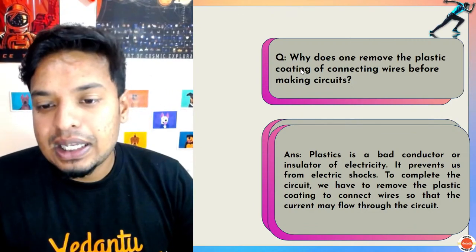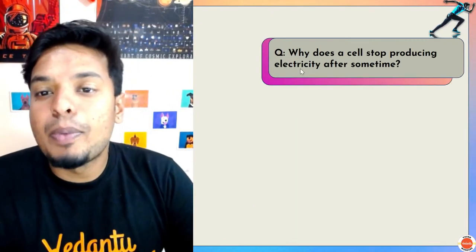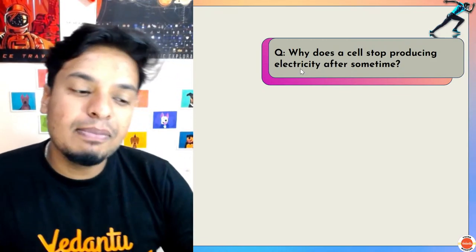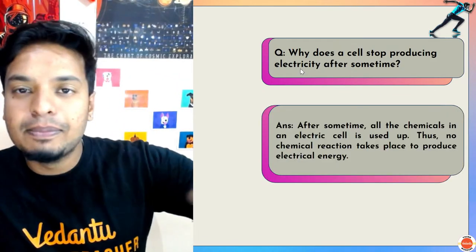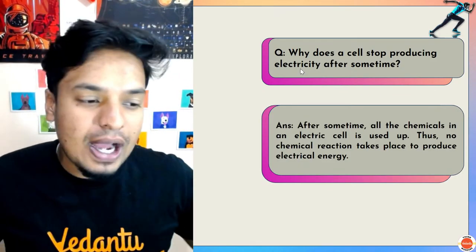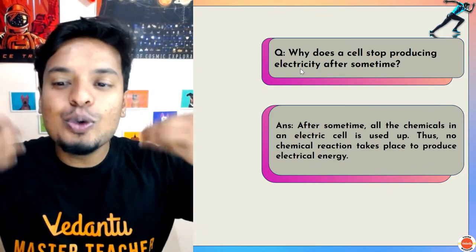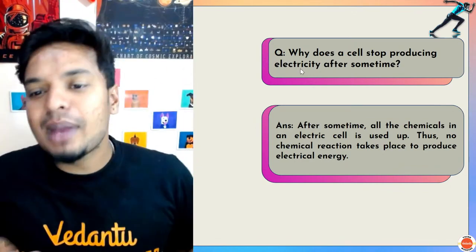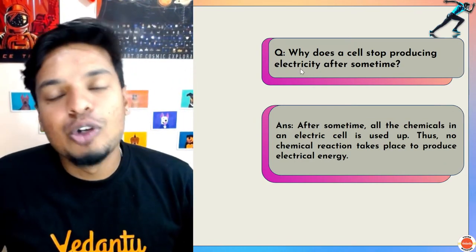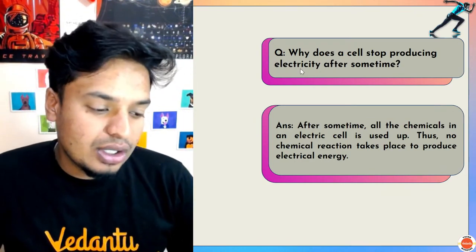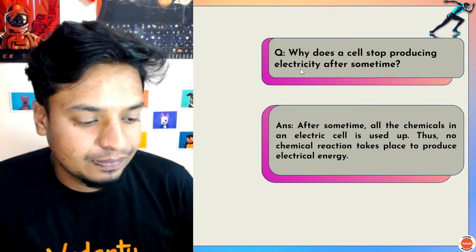Okay, great. Now, why does a cell stop producing electricity after some time? Because all the chemicals are finished, bye bye. So after some time, all the chemicals in the electric cell are used up. Thus, no chemical reaction takes place to produce electrical energy. Nothing will come.